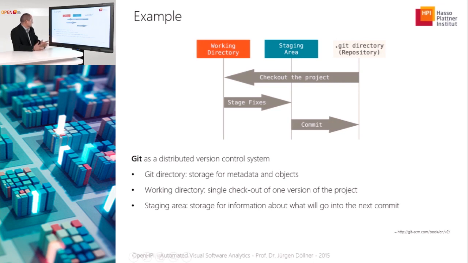The Git directory is the storage for metadata and objects, whereas the working directory is a single checkout of one version of your project, and the staging area is a storage for information about what will go into the next commit. So it's oriented along the typical workflow in a software development process. Especially the staging area is a very key and characteristic element of this version control system.